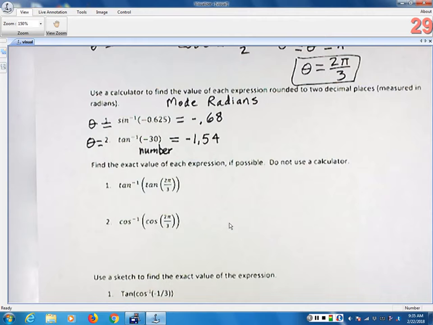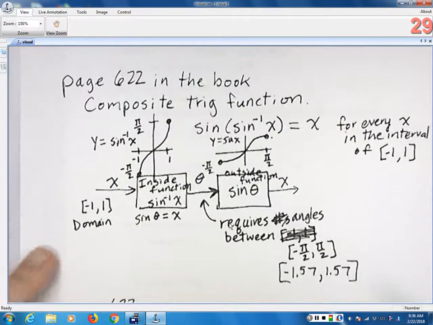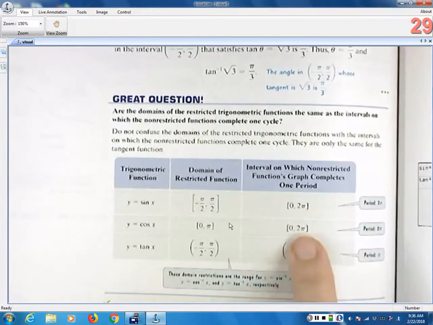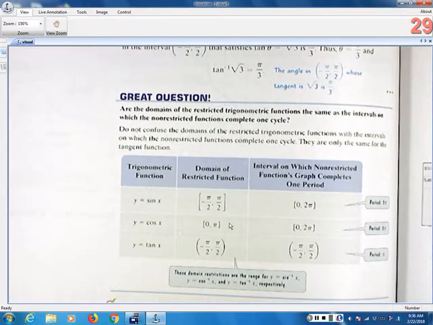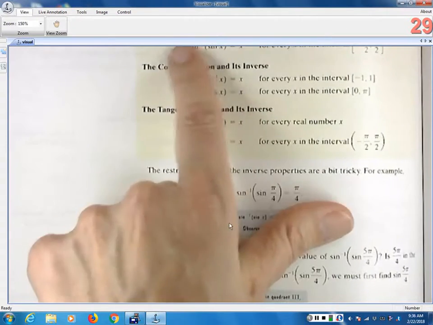Okay? Now we're going to talk about these. And before class, I drew a little picture. You guys got that? From the next one, a composite trig function. It's kind of got crazy here, but your book is really good. Page 620. Has the restrictions and all this stuff. The examples here are excellent. It goes through the inverse properties.